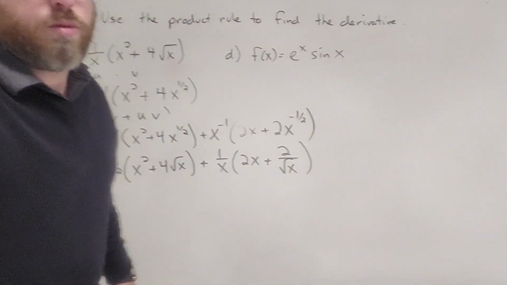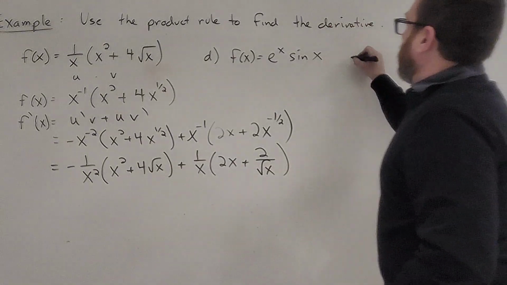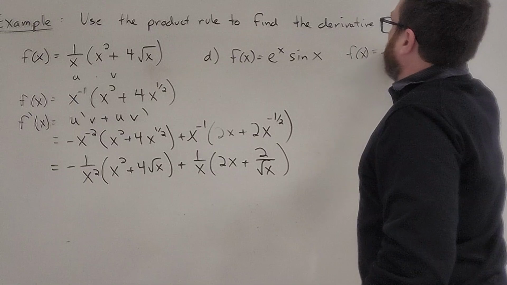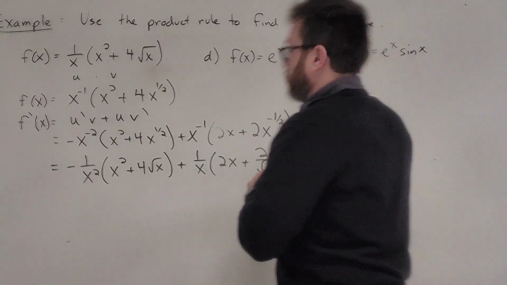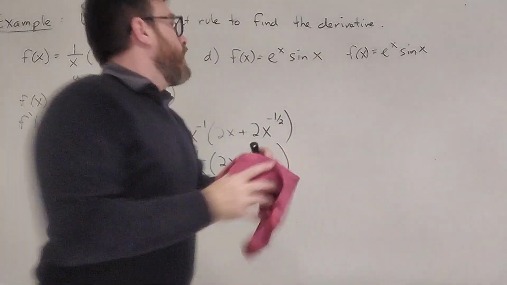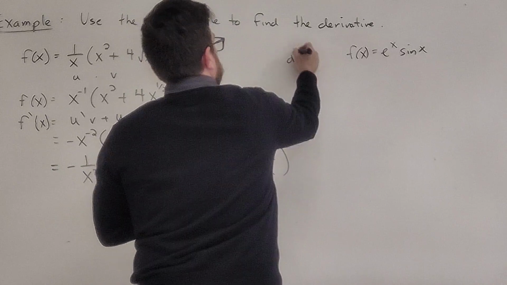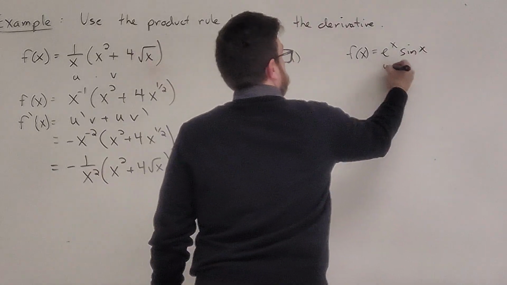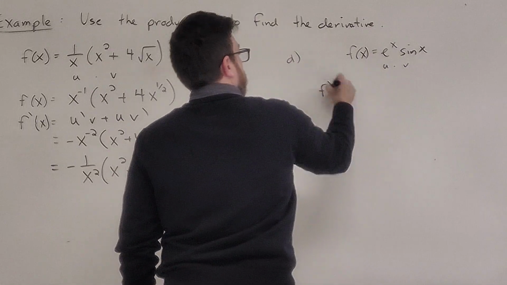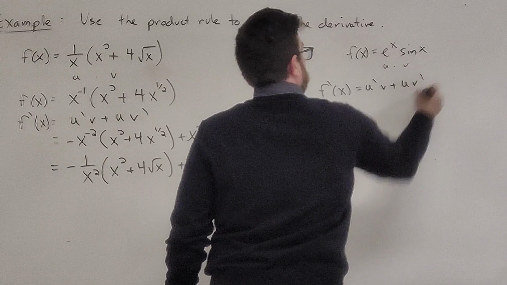So the next one, we'll slide over here. The next one is going to be f of x, which is equal to x e to the x sine of x. So that'll be our next example. So if I want to find the derivative of this thing, again, this is one where we can't multiply first. This is as nice as it gets. So this is going to be our u times our v. So f prime of x is going to be u prime v plus u v prime.